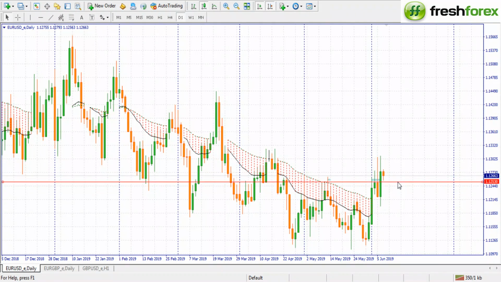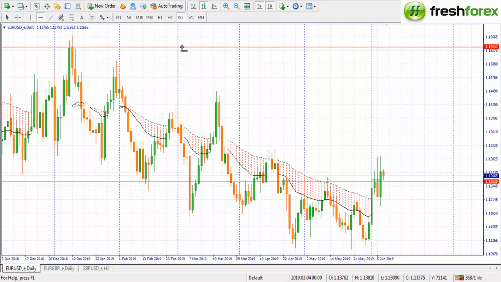Price actually closed above the bearish sign. We had this sign for a sell. Price went up and is still above 1.12530. So as long as the price is above this level, we expect even further move to the upper side. There's a level here. We have a very good trend line.